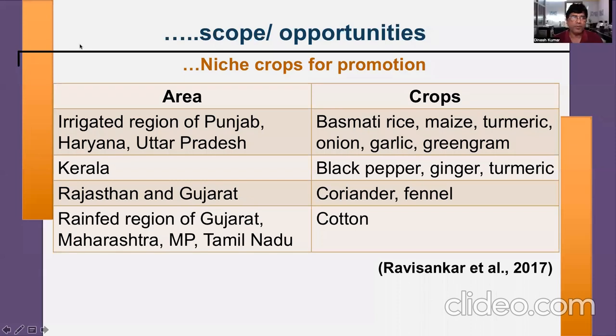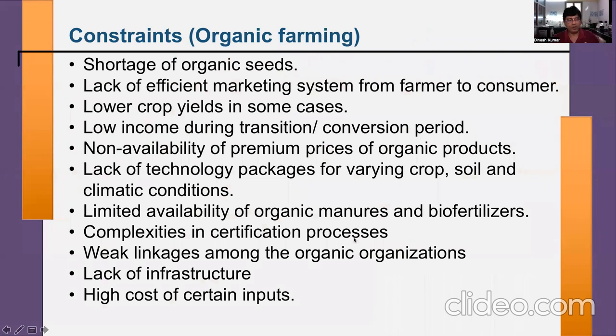So welcome back. For example, for the irrigated region of Punjab and Haryana: basmati rice, maize, turmeric, onion, garlic. For Rajasthan: coriander, fennel, spices. For the rain-fed region of Gujarat: cotton. Now there are a number of constraints.